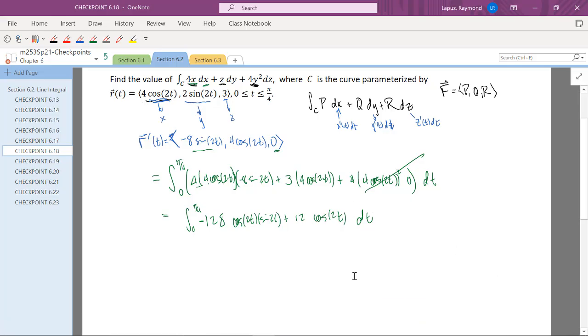All right, this integral isn't too bad to do, but you can just plug it into an integrator program or Desmos or something like that, and then you can get the result. So I got negative 26 for this integral, and so that's what that line integral is going to be. All right, I hope that helps.